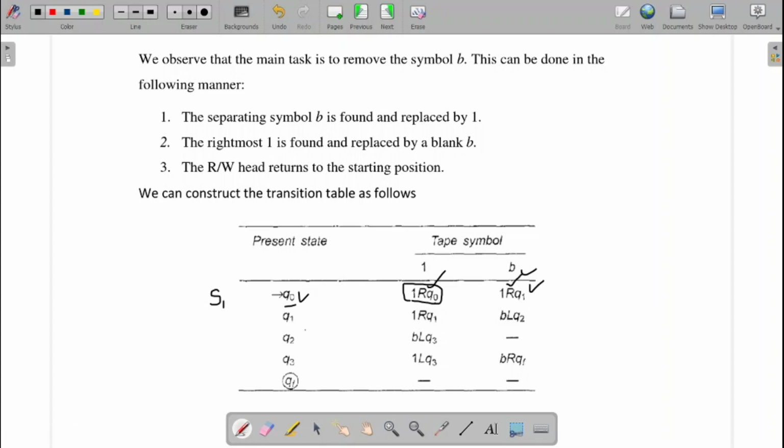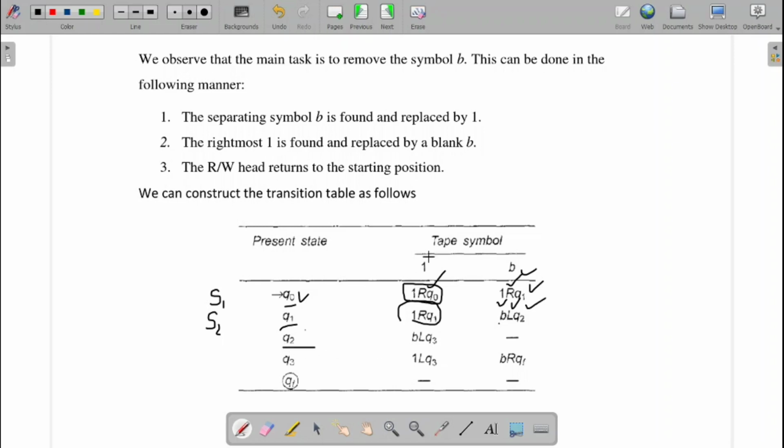Now I am using Q1. So Q1 is processing S2 over there. Once I am in Q1, if I get the 1, I will keep on moving. Once I get my blank, it means I reach the end of S2. Now what I need to do? I need to move to the left side. That is Q1 on blank: blank as it is, left movement. I will change the state to Q2.